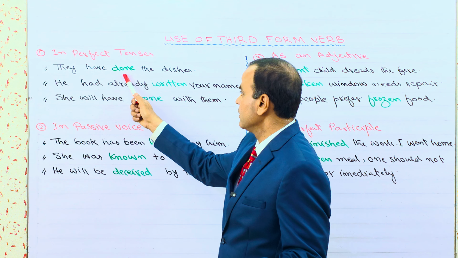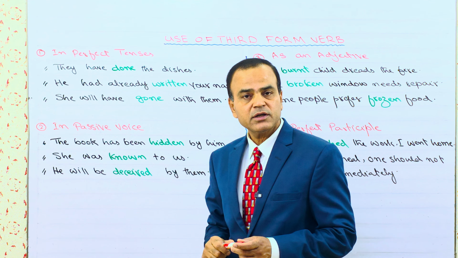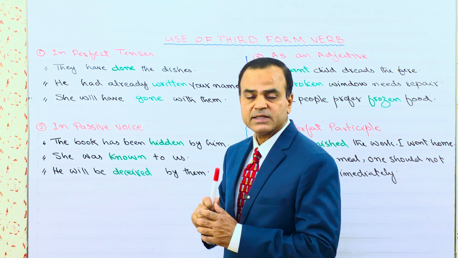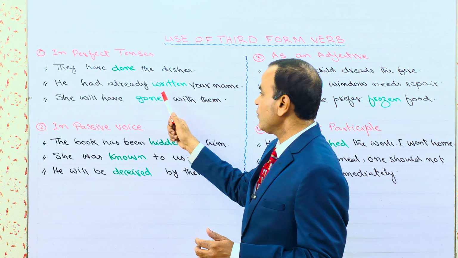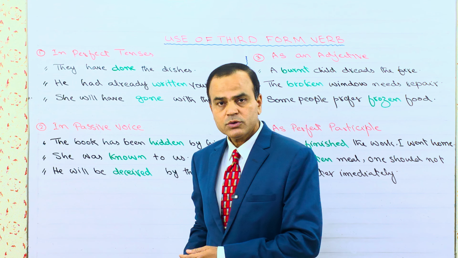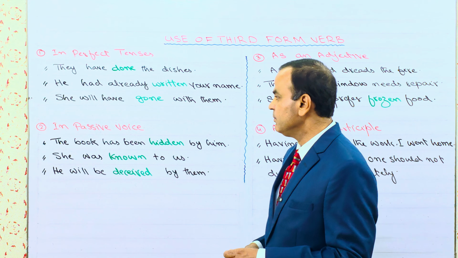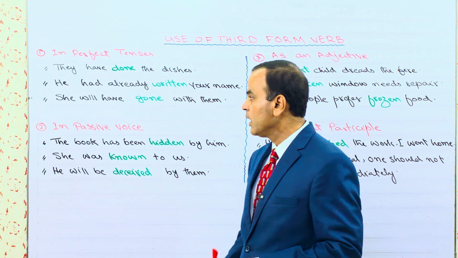They have done the dishes. Here, done is a third form of verb and the sentence is of present perfect tense. He had already written your name. Write, wrote, written is a strong verb and the sentence shows past perfect tense.